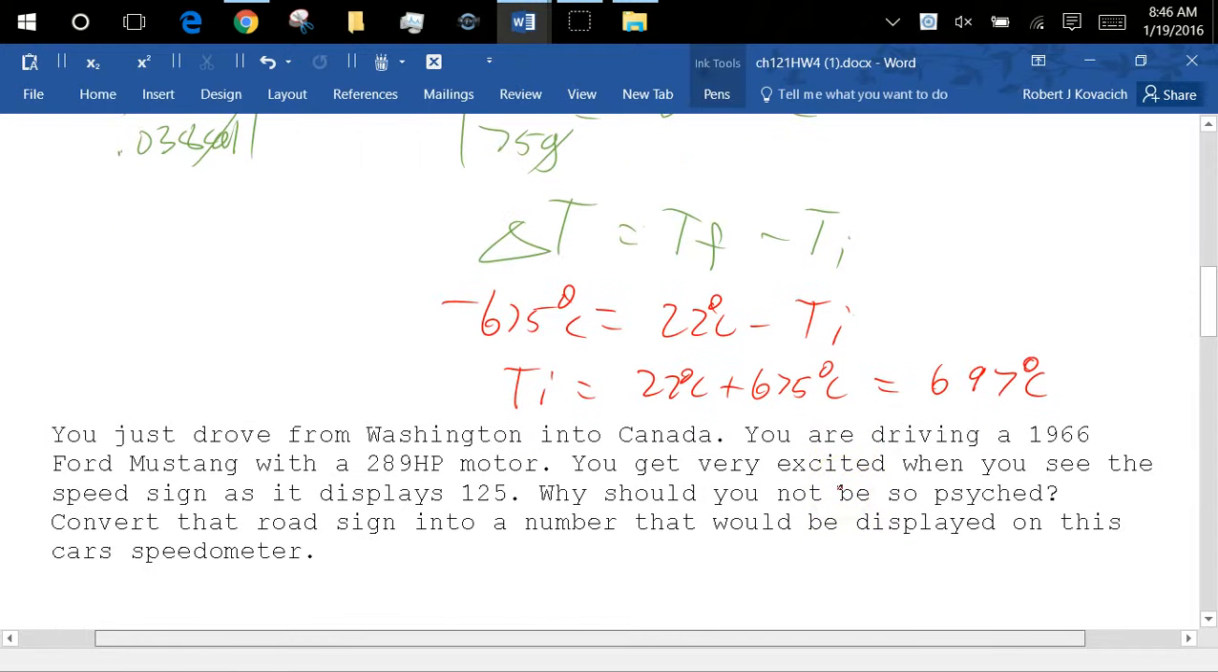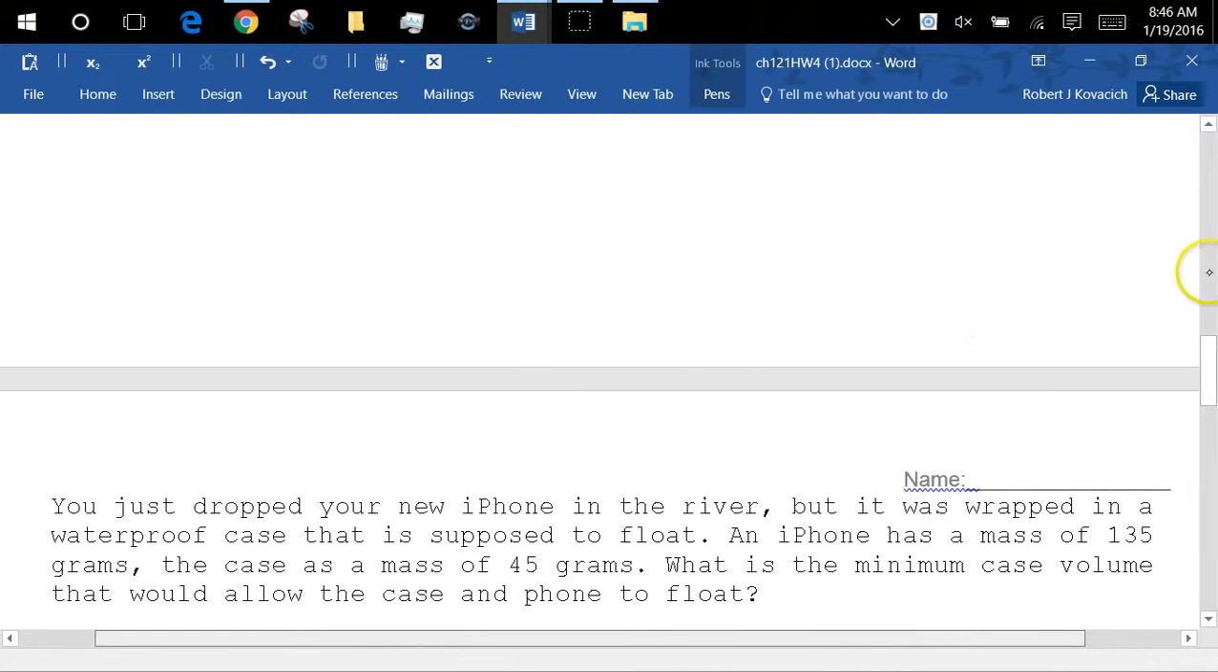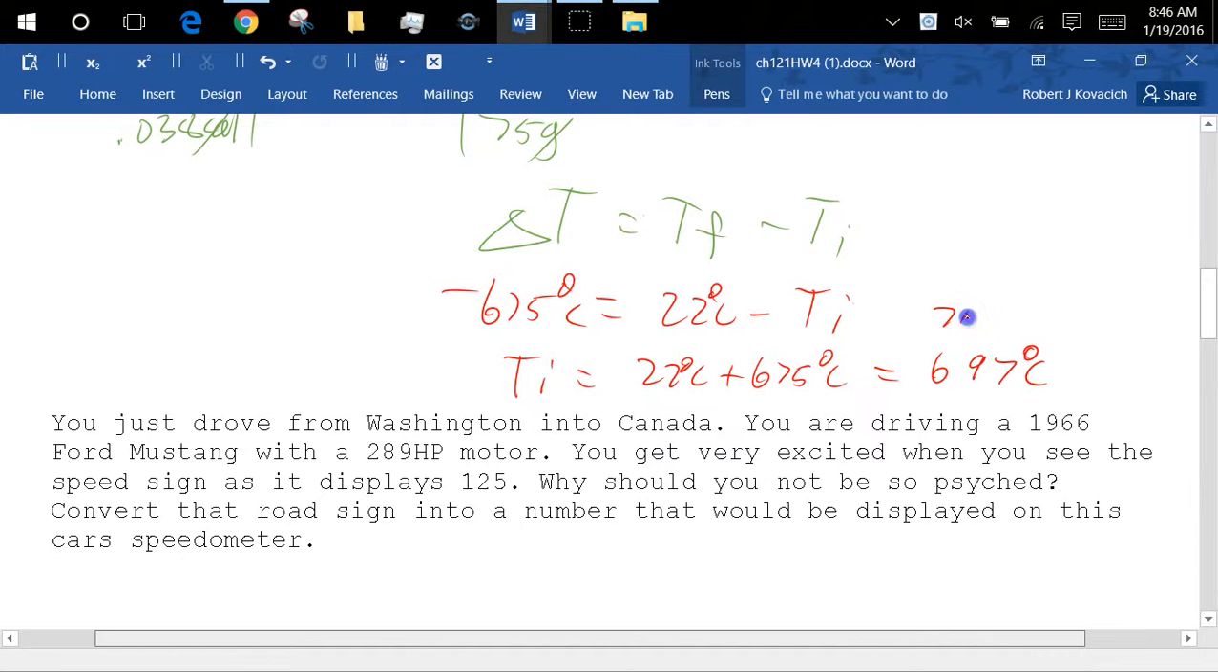Okay, so how do I manage this 697 if I have to use 2 sig figs? Because what happens if I write 700? It looks like 1, right? So what do I do? 700 point... nope, because then that's 3 sig figs, because it makes a 0 significant.